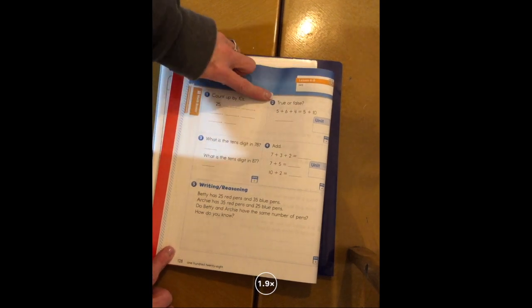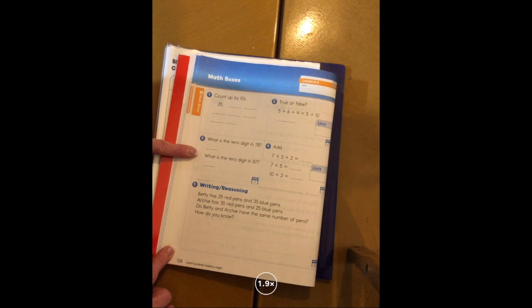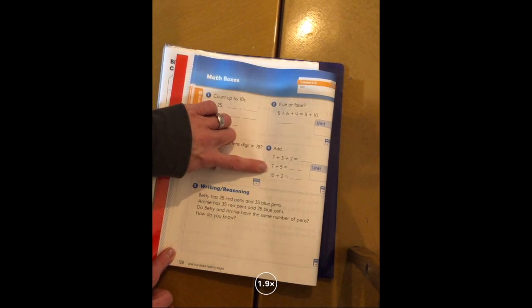Then I want one more page today. It seems like we have a lot of math today, but I know you can do it. Math boxes, page 128. Counting by tens, true or false. What's in the tens digit? Addition problems, and writing for reasoning. Betty has 25 red pens and 35 blue pens. Archie has 35 red pens and 25 blue pens. Do Betty and Archie have the same number of pens? How do you know? So you're going to draw me a picture or explain how you figured that problem out.